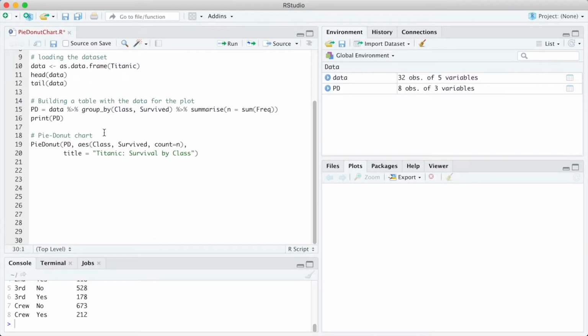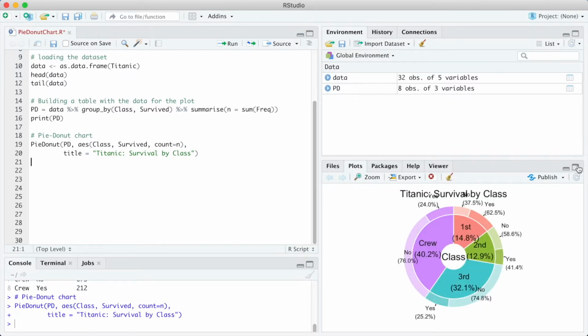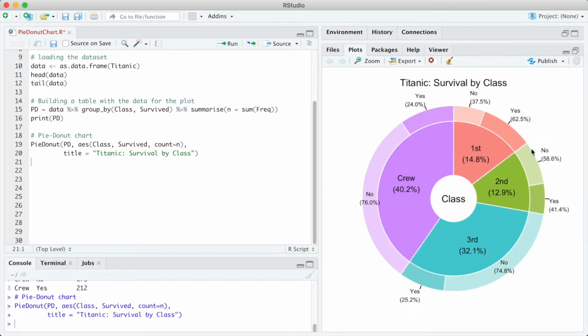The PieDonut chart will be built using the function PieDonut from the webr package. The arguments are the dataset PD, the one that we have just created, and in the aesthetics we have the two categorical variables, class and survived, and the response is the count. I have also added a title. And here we have our PieDonut chart.